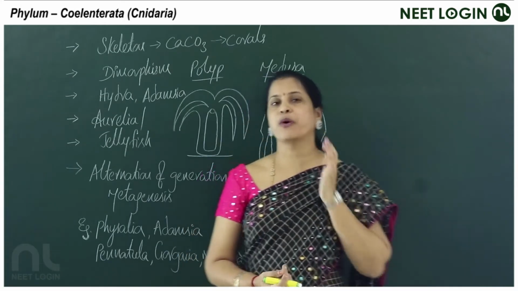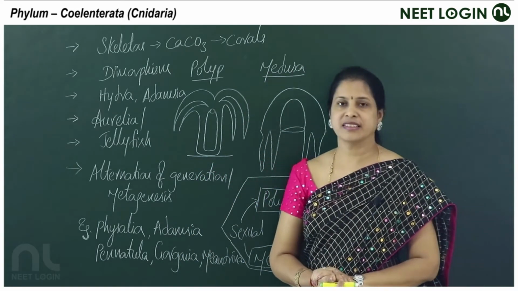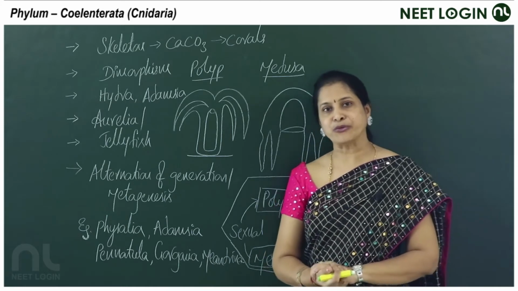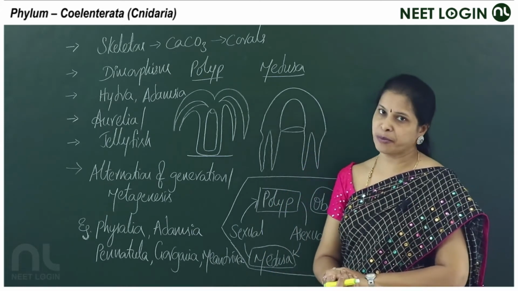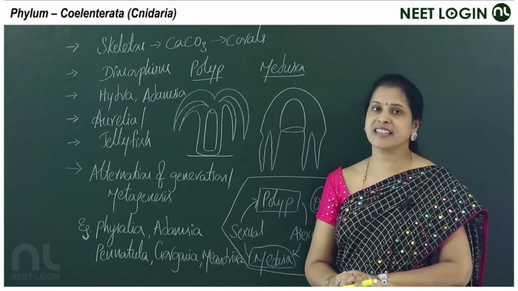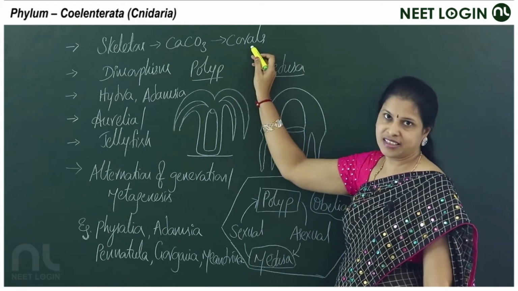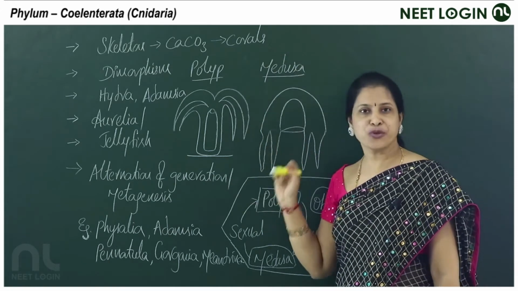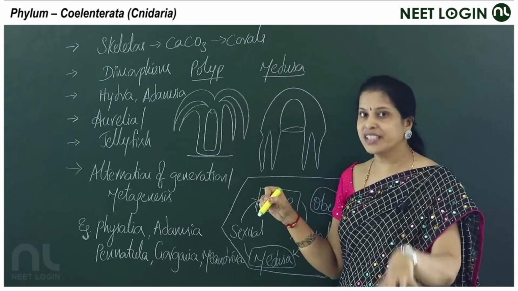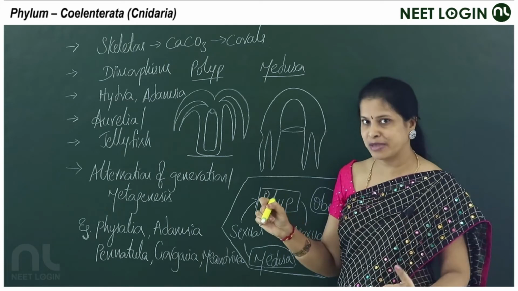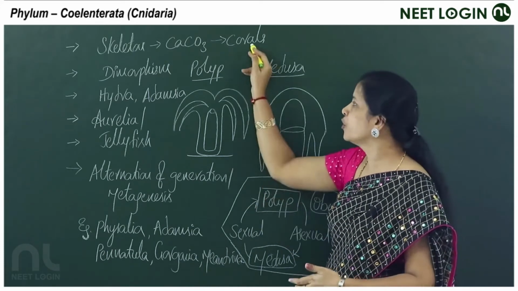Moving on to the next point, in some of the cnidarians, their skeleton is made up of calcium carbonate, the calcareous skeleton. An example for this is corals, they're semi-precious stones. The skeleton of cnidarians, the corals, we use in ornaments as semi-precious stones.